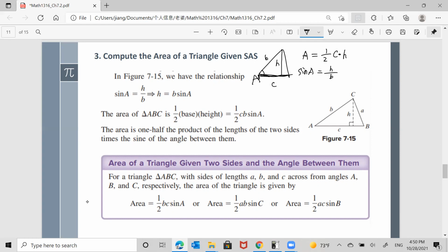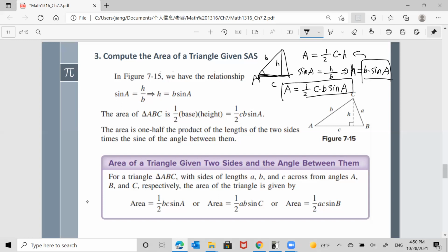So can we isolate the H, find the H? That means H equals B times sine A. Oh, I see. H equals B times sine A. I can plug in this expression to the formula of area. That means A equals 1/2 C times B or B times C. It doesn't matter. Sine A.